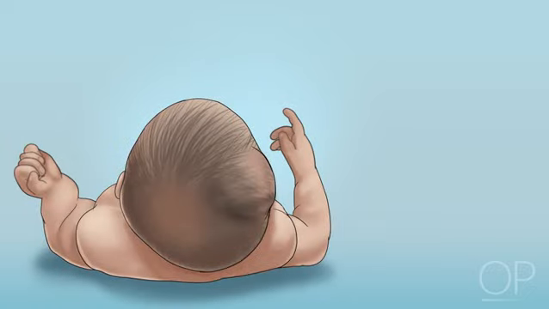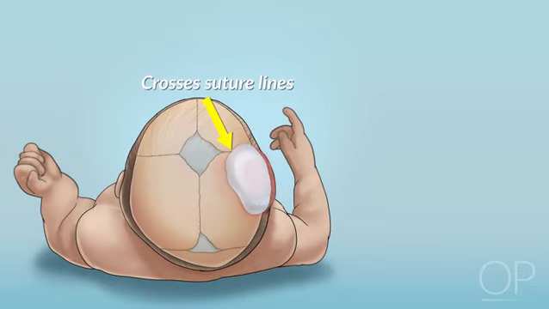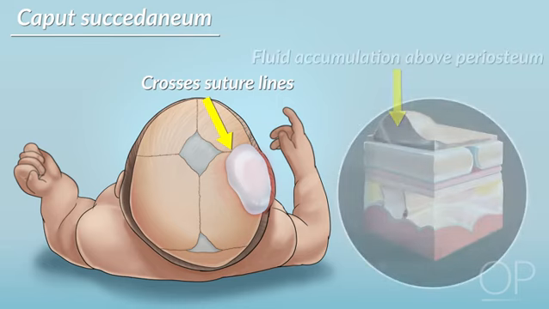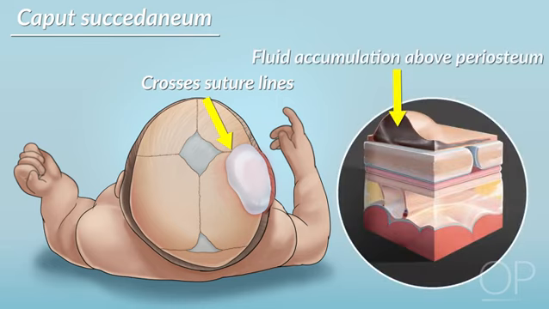If the swelling crosses suture lines, it is most commonly due to a caput succedaneum, a fluid accumulation that forms above the periosteum due to the force of delivery. The swelling typically resolves within a few days of birth.